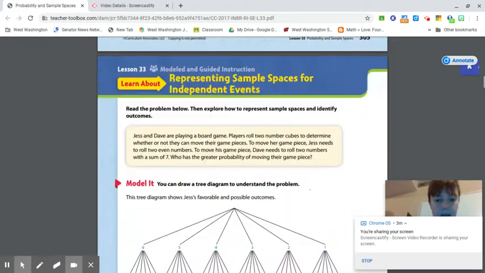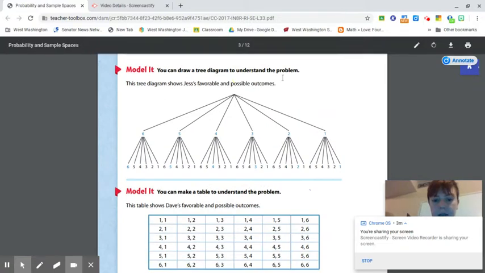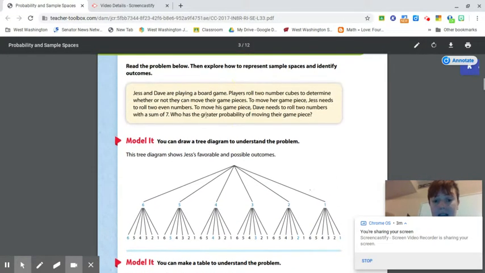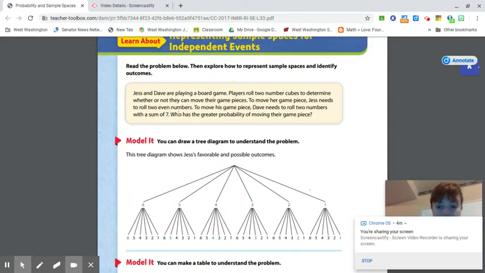So again, modeling tree diagrams to understand problems. On a die, there are 6 sides, and they need to have a sum of 7. Jess and Dave are playing a board game. They roll 2 number cubes. Jess needs to roll 2 even numbers, and Dave needs to roll 2 numbers with a sum of 7.